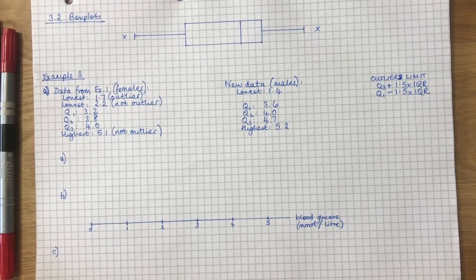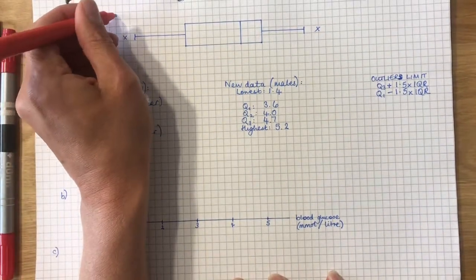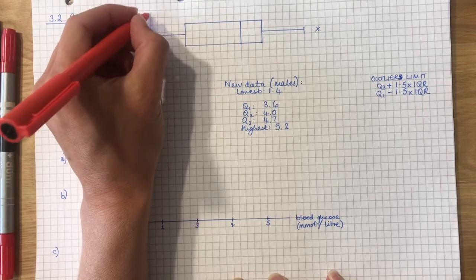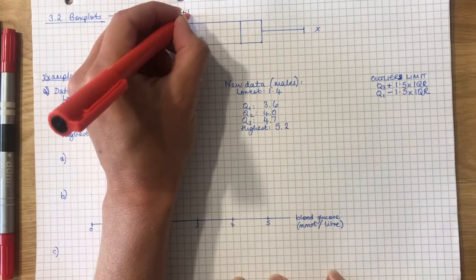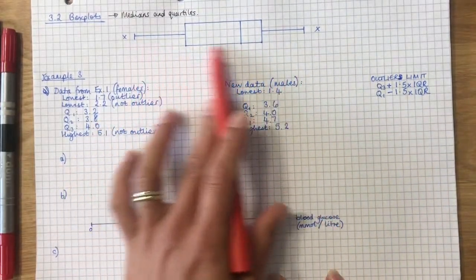So one of the graphs that we're going to look at in this chapter is a box plot. Now, a box plot is the graph that you use when you're thinking along the lines of the medians and the quartiles. And you'll have seen these at GCSE. The general shape of a box plot is like this.